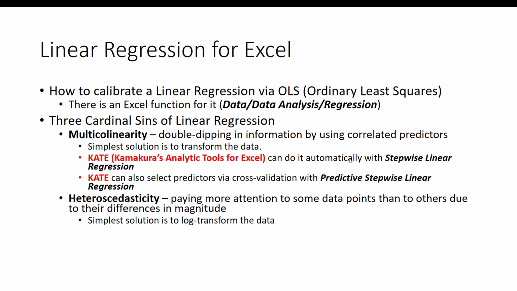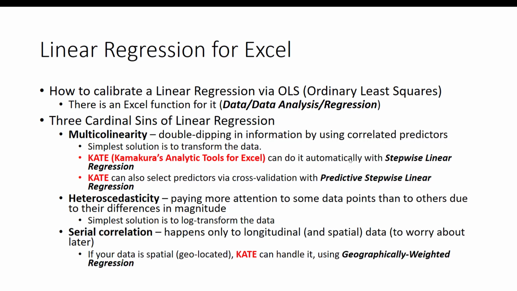The other sin is heteroscedasticity, and we found that the simplest solution for heteroscedasticity is to log transform the data. The third sin of linear regression is serial correlation, which happens only when the data is longitudinal or spatial. And as I said earlier, this is something that you have to worry about later. However, if your data is spatial, so every data point is geolocated, you know the longitude and latitude of each observation, you can actually handle it using geographically weighted regression. That's pretty much what I had to share about linear regression.